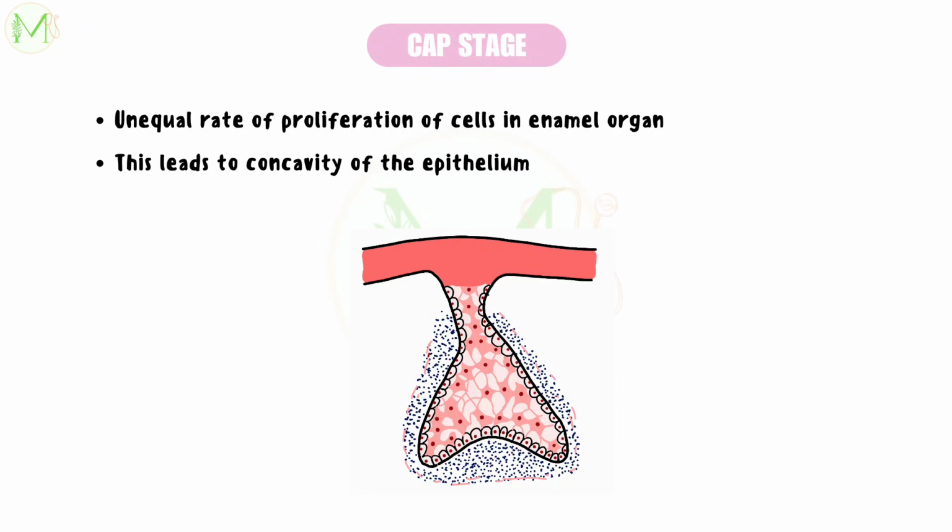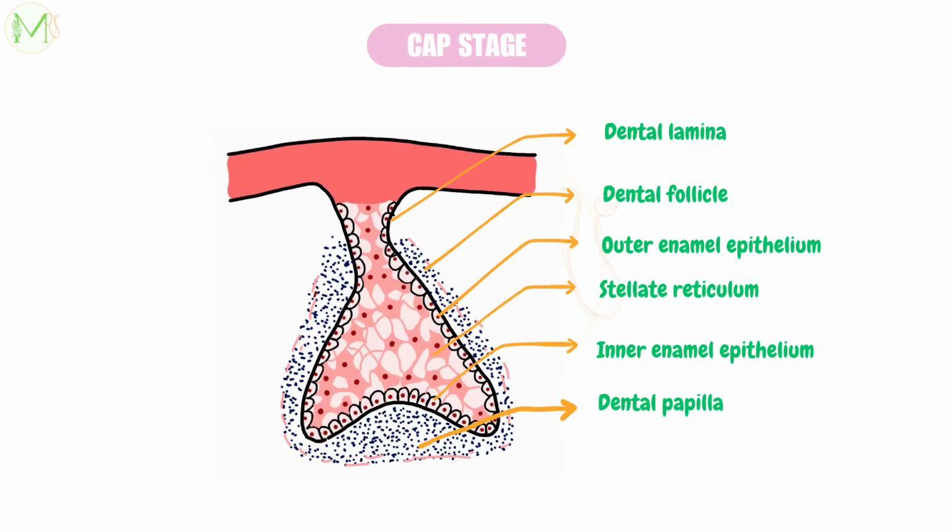This is because of uneven proliferation of cells in the enamel organ. That is, the central inner epithelial cells proliferate but the cells adjacent to it don't proliferate and therefore the epithelium becomes concave. At this stage, the enamel organ constitutes inner enamel epithelium, outer enamel epithelium and stellate reticulum. The outer enamel epithelium forms the convex portion of the cap, which are cuboidal in shape. The inner enamel epithelium lines the concavity of the cap and are columnar shaped. The stellate reticulum are star-shaped cells.